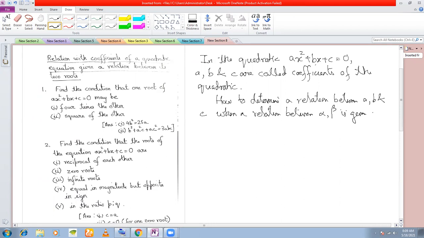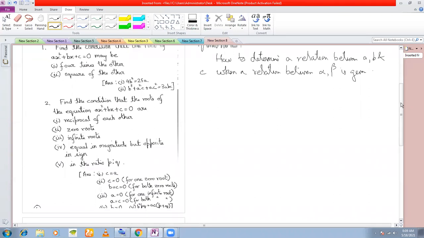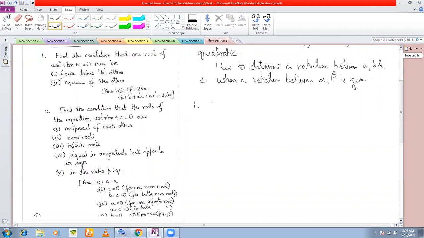So the first problem that you see here is to find the condition that one root of ax square plus bx plus c may be 4 times the other, and the second is the square of the other. Okay, so the first, from question number 1, the given equation is ax square plus bx plus c is equal to 0. Call this 1.